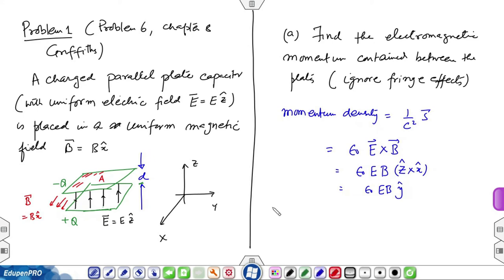And the total momentum, therefore, is going to be this times the volume, which is epsilon 0 E B, area A, distance d, in the y direction. That is the total electromagnetic momentum contained between the plates. And now, epsilon 0 E A is nothing but sigma times A, therefore this is Q, the total charge, B d in the y direction. This is the total momentum contained.